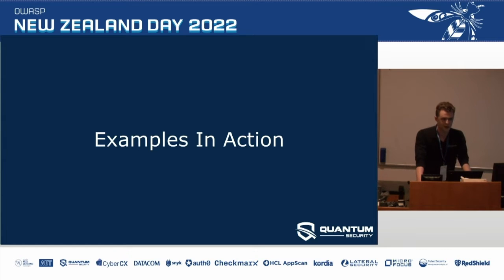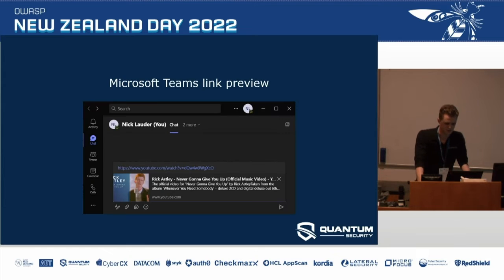I found a few examples, not of exploitable SSRF, but where it's actually by design, intended functionality. The first one I found was in Microsoft Teams. When you enter a link into your chat box, Microsoft takes that link, makes a request to the web server, generates an image for that, and then returns the image back to you.